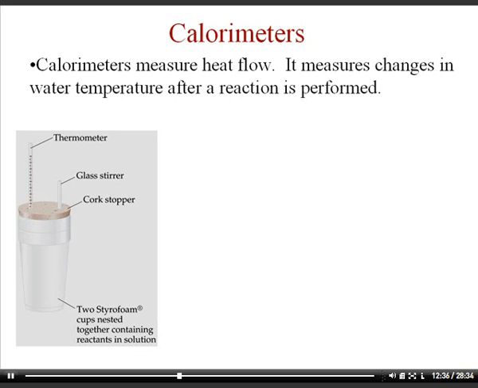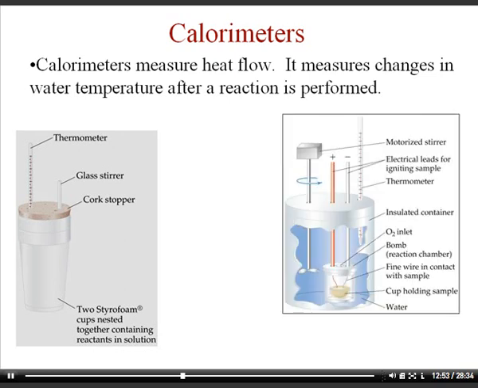The cheapest way to make a calorimeter is just by stacking a couple of styrofoam cups on each other and sticking a thermometer in it, and you have a glass stirring rod in there too. It also has a cork stopper just so the heat doesn't escape the top. That's a calorimeter, and basically what you're going to be doing with it is measuring the change in temperature of the chemical reaction that occurs inside the styrofoam cups.